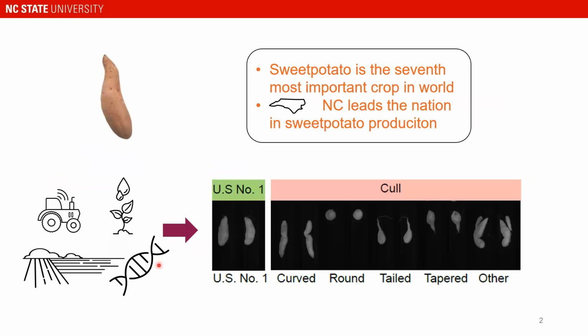Sweet potato is the seventh most important crop in the world and one of the most important crops here in North Carolina. A major problem in sweet potato breeding is shape deformation. Sweet potato shape is highly variable and often the reason of great economic loss to farmers. As you see in this picture here, the US #1 sweet potatoes have very high market values, whereas the cull sweet potatoes are often discarded and do not end up in the retail stores.